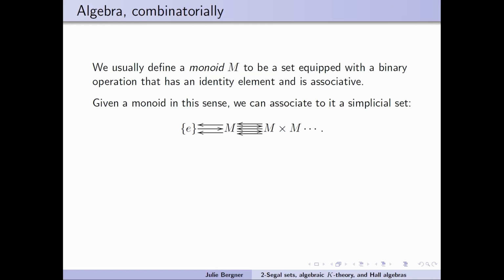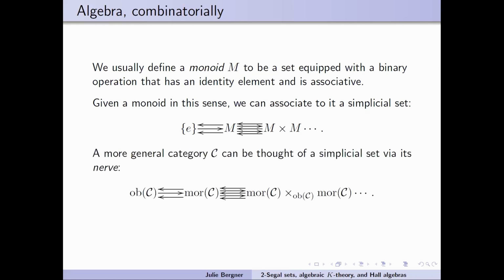And then from M cross M, we've got two projections, but then we also have the multiplication. We have our binary operation, and that's where the algebra comes in. And if you keep going and you check some simplicial identities, this is going to tell you that you get associativity when you look up in dimension 3.